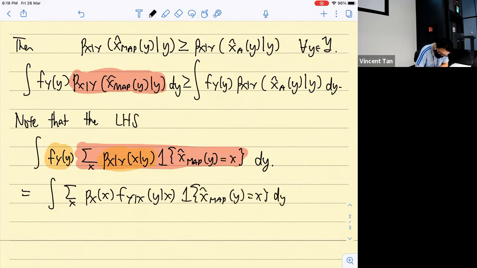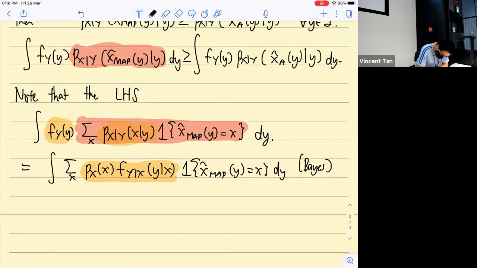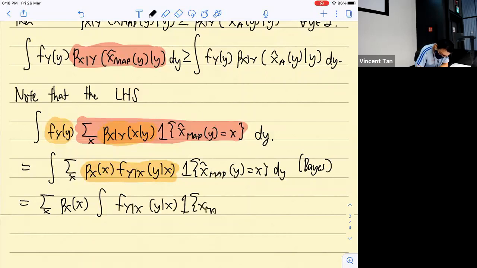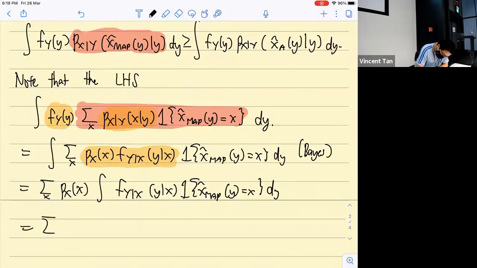dy. So here we are using Bayes' rule by merging the two things in yellow. The two things in yellow form this one here. So then this is just nothing but Bayes' rule. Now we can extract the stuff that we want, which is outside here, and we can integrate f(y | x) of this indicator, x_MAP(y) equals x, dy. This is just rearrangement. But what do we notice here? This is nothing but the sum over x, p(x). What is this inside here?